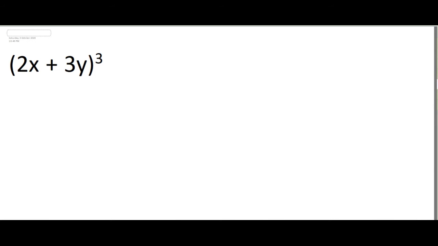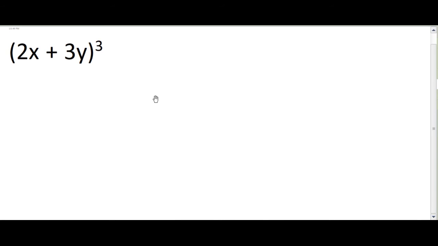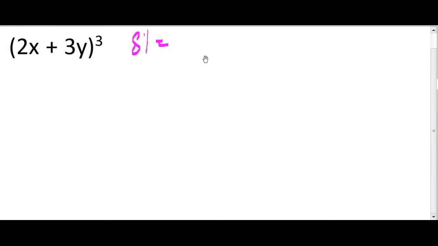Hala! As much as possible, ayoko na maraming numbers dito, pero okay lang. So, we can answer this by getting the cube of the first term. So, 2x times 2x times 2x is equal to 8x cubed.